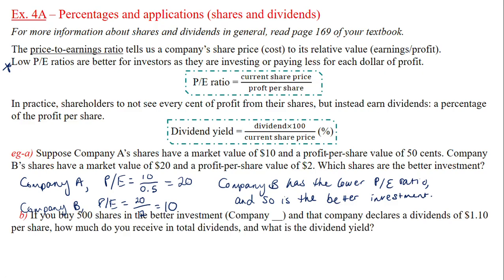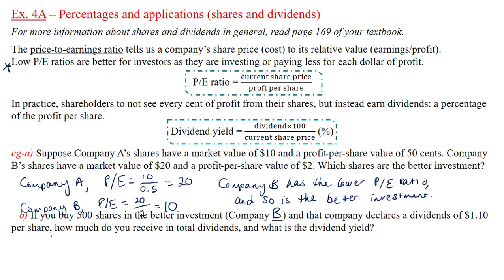If, however, you buy 500 shares in the better investment, which is company B, apologies, I've slightly written over the example in advance, but oh well, and that company declares a dividend of $1.10 per share, how much do you receive in total dividends and what is the dividend yield?